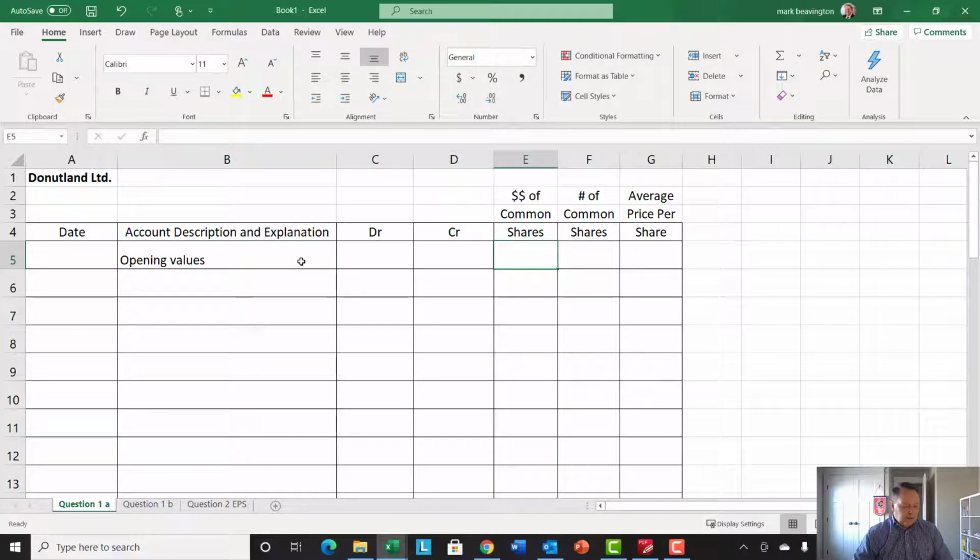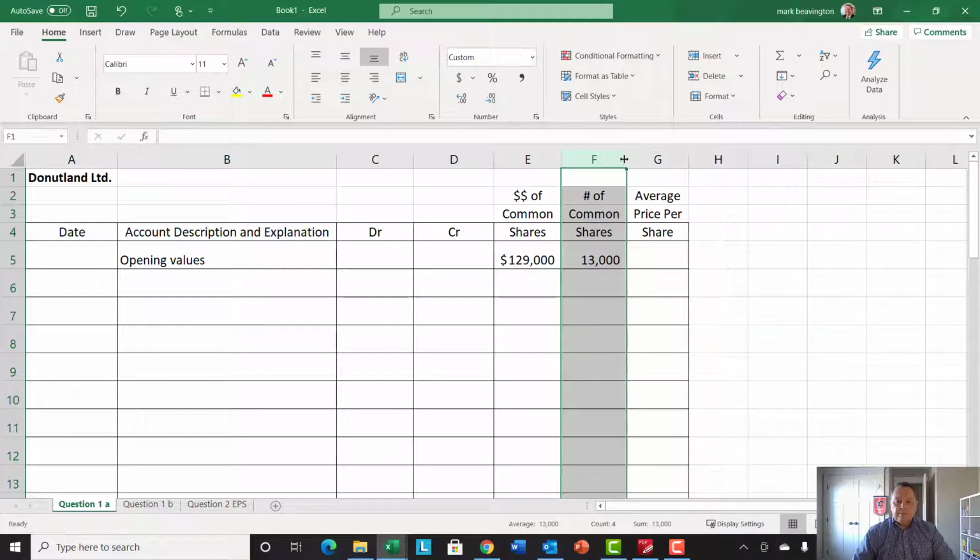For preferred shares it was 129,000, and for common shares was 13,000. This is in dollars, so we're just going to format that so you can see that it's dollars, and reduce the size a little. And then this one is just in shares, and again, we'll reduce the size and make them fit. All right. So our first entry here is to issue some common shares.